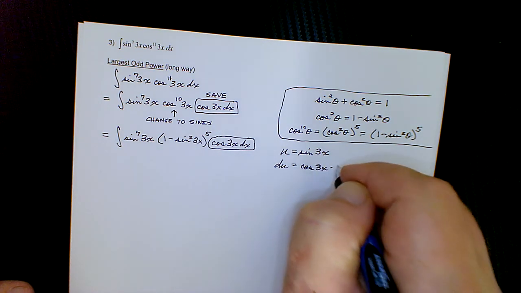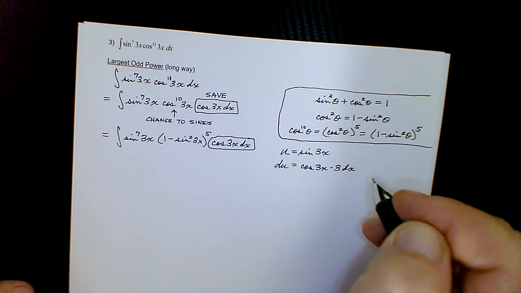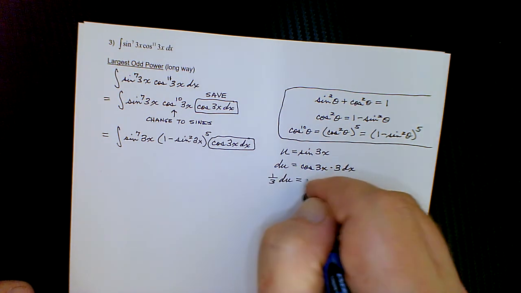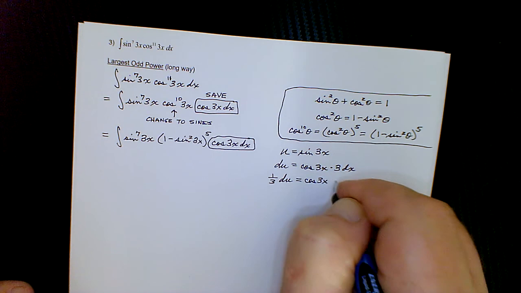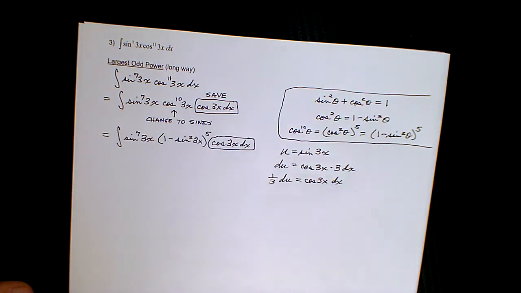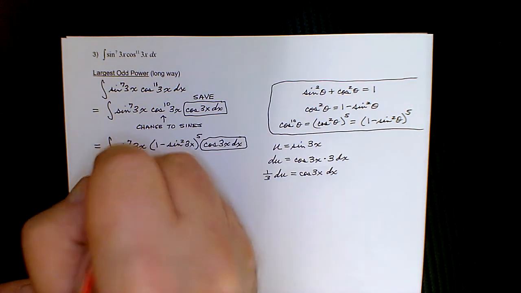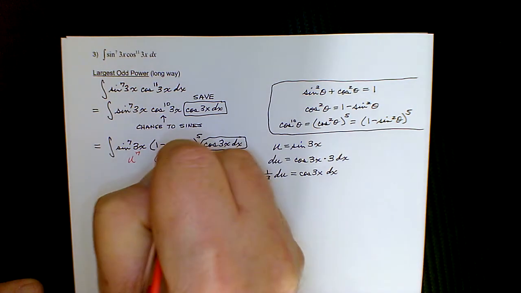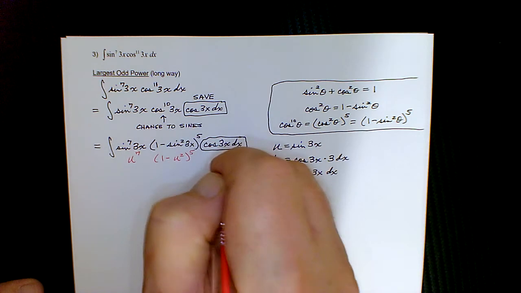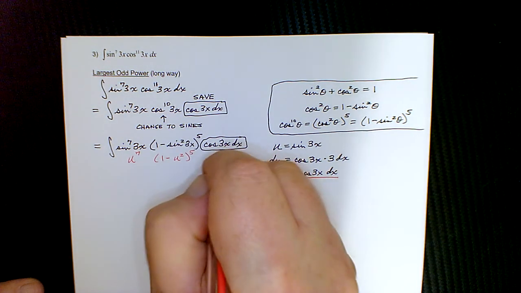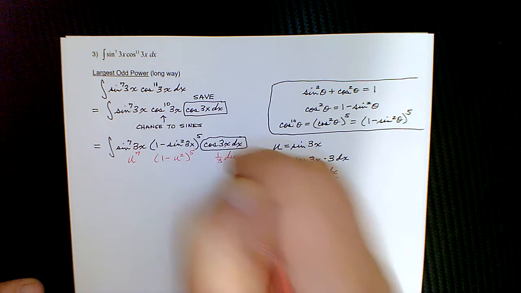Cosine 3x, don't forget, times 3, differential dx as well. Modifying, 1/3 du is cosine 3x dx. Back to the integral. We have that sine was used, so here's u to the 7th. Here's 1 minus u squared, quantity to the 5th. And then the cosine 3x dx makes up 1/3 du.